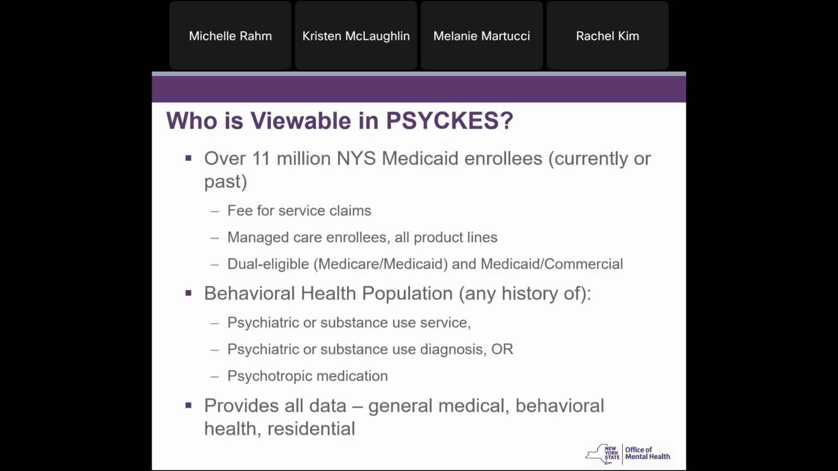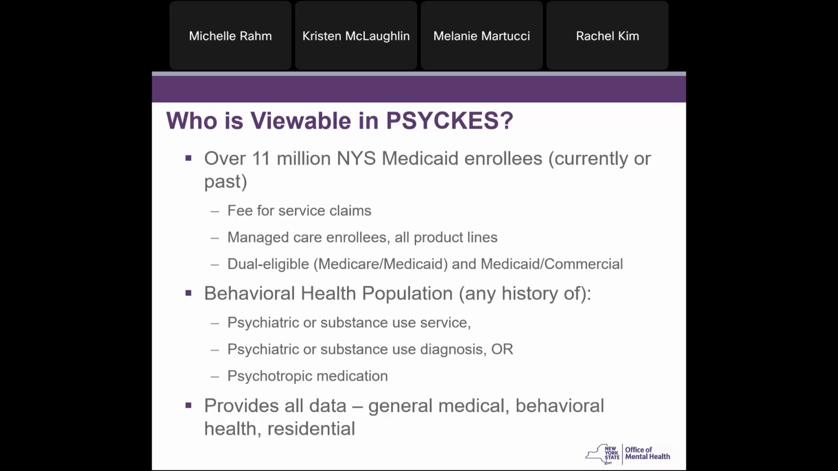Now, we have over 11 million New York State Medicaid enrollees currently or previously enrolled in Medicaid in the application. That includes those who are fee-for-service, managed care enrollees, or those who are dual eligible. But I just want to make a quick note about the dual eligible individuals, meaning those who have both Medicare and Medicaid. At this time, anything paid for by Medicare would not show in the application, but anything paid for by Medicaid data would show.